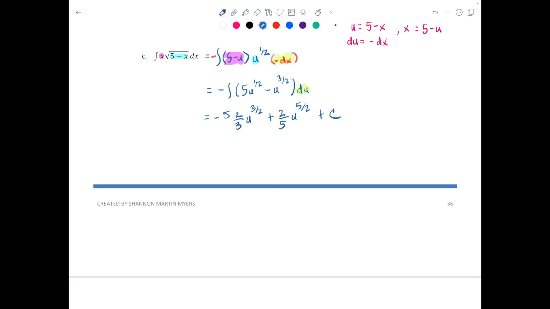So just don't worry about the negative going to the constant. And then this will be negative 10/3 u to the 3/2 plus 2/5 u to the 5/2 plus our constant of integration. Now, I'm going to do a little exercise because I want to show you later how we're going to be able to do this using integration by parts, and we'll get the same result. So, sorry, that one just needs a 3 over 3.